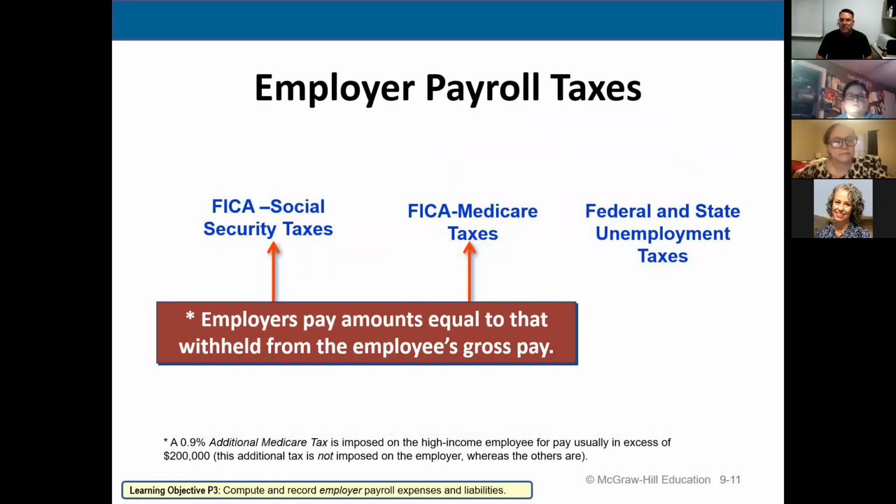All right, the other side of this is the employer also has to pay payroll taxes. So the employer has to pay Social Security and Medicare, and federal and state unemployment taxes. Most of you probably already know this, but that 6.2% in Social Security that you're paying as the employee, your employer pays a matching amount. So it's actually a total of 12.4% in Social Security taxes.